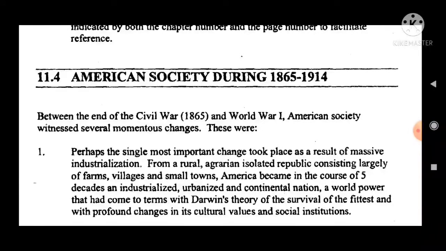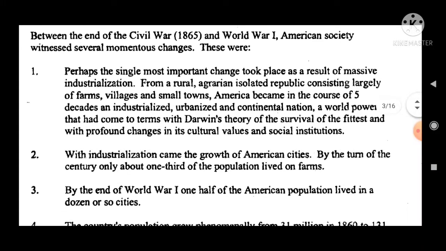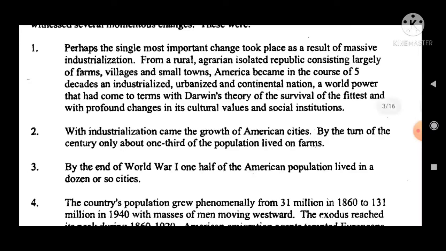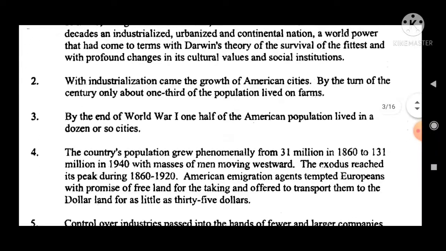Between the end of the Civil War in 1865 and World War I, American society witnessed several momentous changes. Perhaps the single most important change took place as a result of massive industrialization. From a rural, agrarian, isolated republic consisting largely of farms, villages and small towns, America became in the course of 5 decades an industrialized, urbanized and continental nation, a world power that had come to terms with Darwin's theory of survival of the fittest and with profound changes in its cultural values and social institutions.